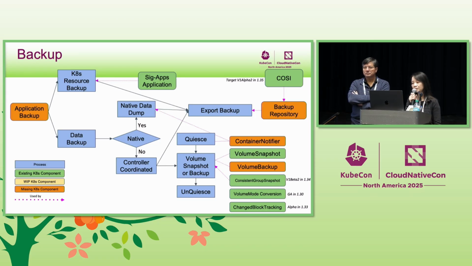We have consistent group snapshot that allows you to create a crash consistent group snapshot of multiple volumes at the same point in time to ensure write order consistency. And this feature moved to v1beta2 in the 1.34 release. We have COSI, Container Object Storage Interface, that defines Kubernetes APIs that allow you to provision object buckets, just like how a PVC is provisioned. And this feature is targeting v1alpha2. We also have change block tracking. That's a feature introduced in the 1.33 release. I will talk more about that later.